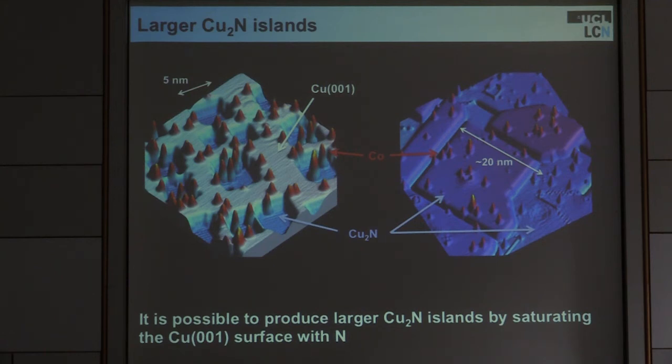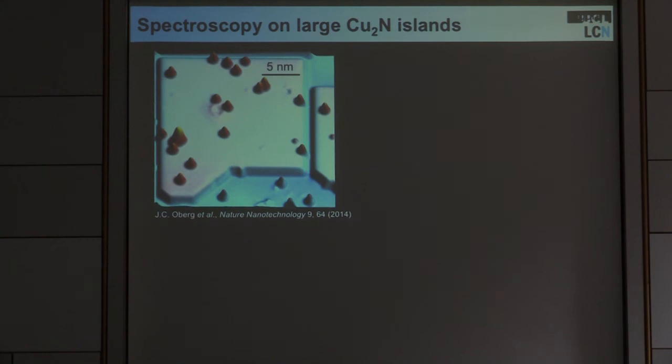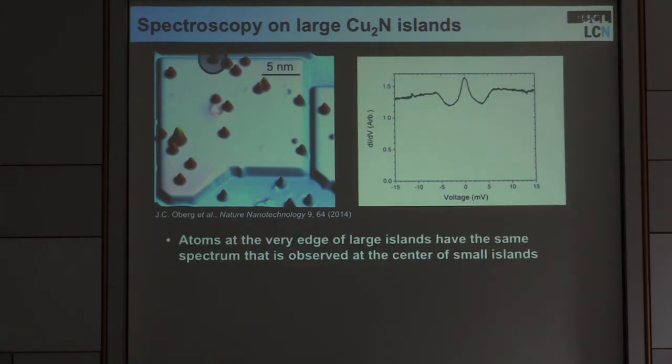Instead, I'm actually going to focus on what happens when you look at much larger copper nitride islands, which occur when you basically saturate the entire surface. So here what you do is you just put a lot more nitrogen into the surface, you cover the entire surface with copper nitride, and then you get much larger islands, which can be as large as about 20 nanometers by 20 nanometers. So now let's focus on that, and let's see what happens as we move one of these cobalt atoms from the edge of this copper nitride to the center. So first we'll start with this atom over here, that's the one on the top.